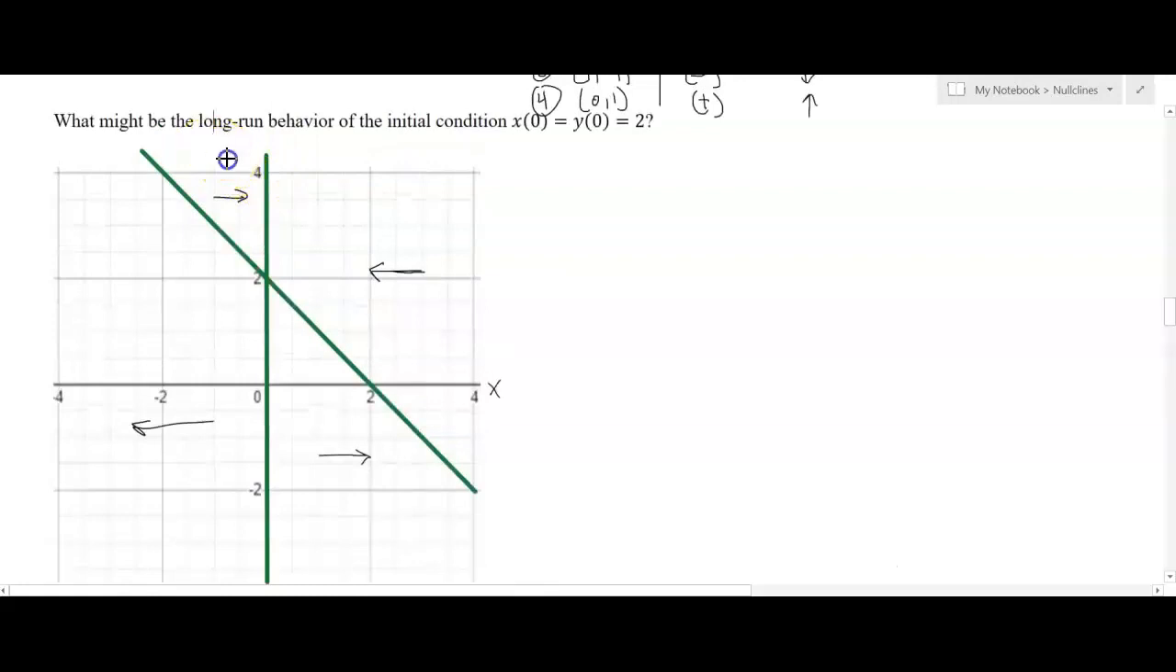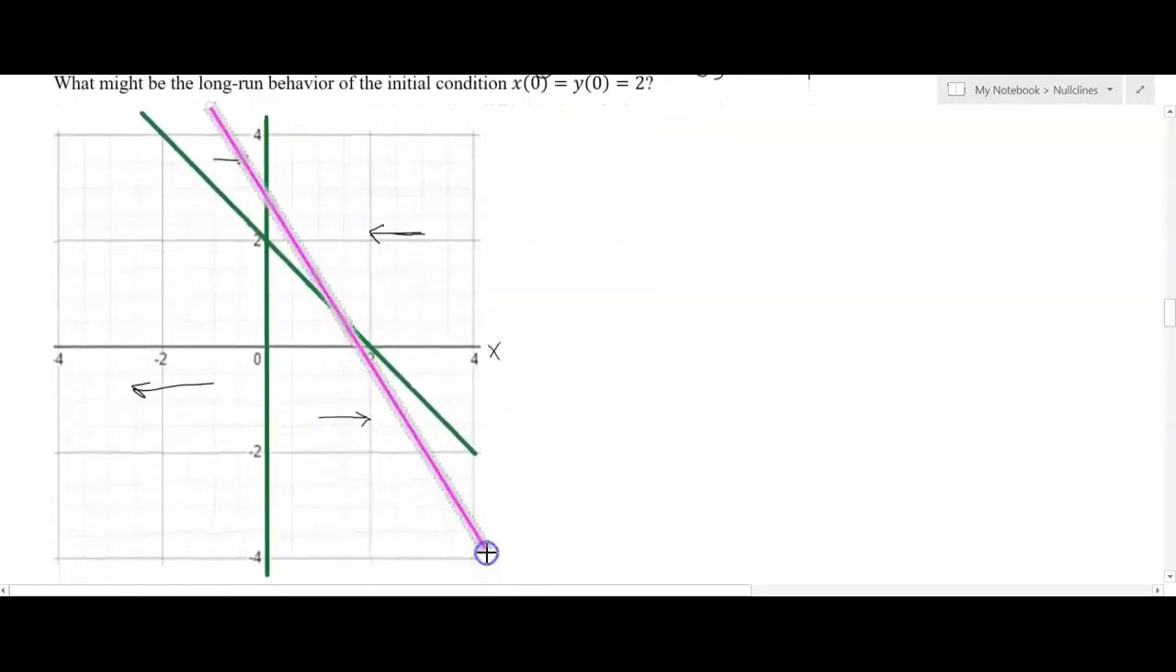So let's see if I can draw this well. Not really, but we're getting there. Let's see. So this needs to go through 0, 3, and it needs to go through 1, 1. So we're getting pretty close there. And this doesn't need to be perfect. This is just for illustrative purposes.